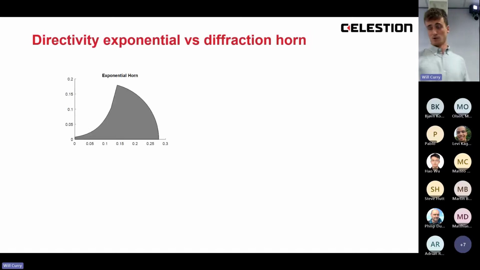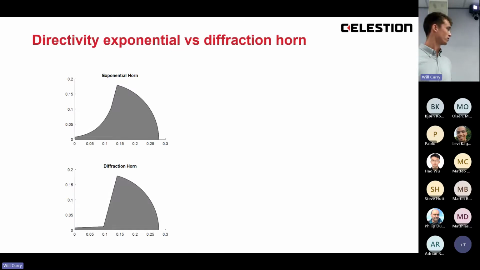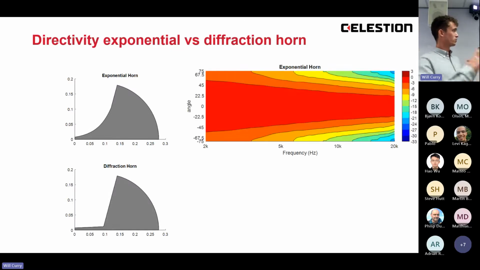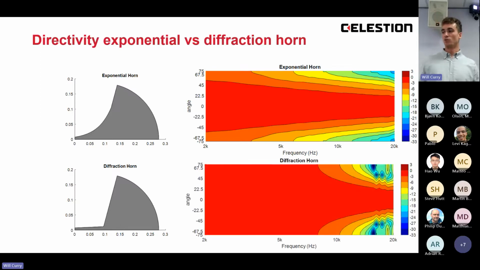So yeah, comparing, I'll just do some really simple FEA simulations of an exponential versus a diffraction horn. So there's the exponential, and here's the diffraction horn. The exponential horn has this gradual narrowing in directivity as you go up in frequency, as opposed to the diffraction horn, where now you've got wider directivity up to a higher frequency. And this is why diffraction horns are used a lot in PA, because you can cover more of an audience with high frequencies.